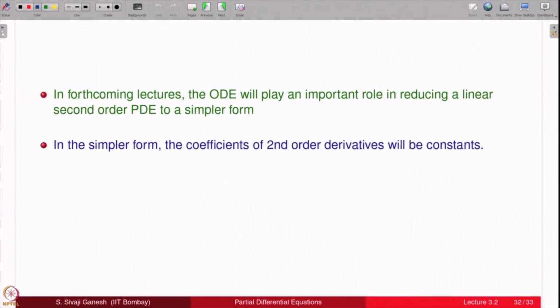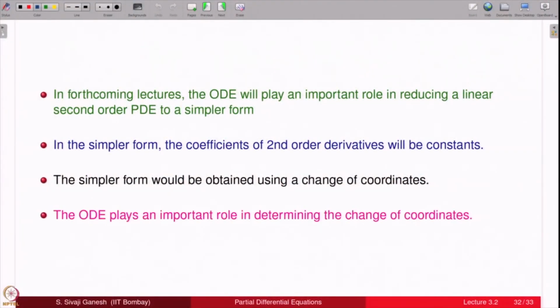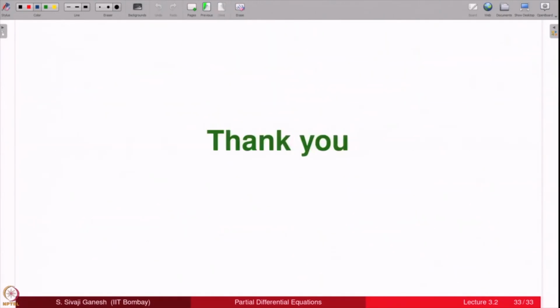In the simpler form, the coefficients of second order derivatives will be constants. To start with, in a second order linear equation, coefficients are functions of x and y, but this ODE will help us in obtaining a simpler form of these equations in which the coefficients of the second order derivatives are constants. The simpler form would be obtained using a change of coordinates. The ODE plays an important role in determining the change of coordinates. Thank you.